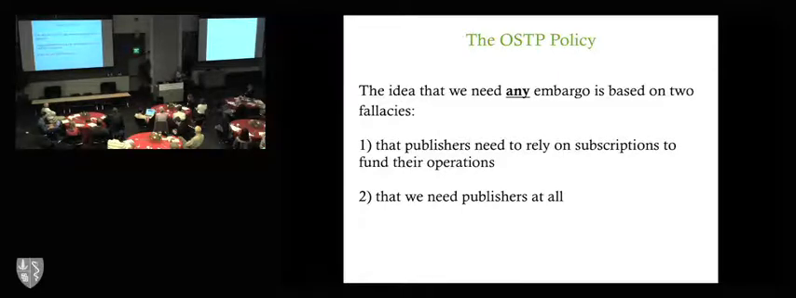First of all, there's an intrinsic fallacy in the idea that we have to have these long embargoes. The first one is the one that comes up more frequently, which is that publishers need to rely on subscriptions to fund their operations. You've already heard about it today, and I'll just mention it again. This is just no longer true. There are not only theoretical but perfectly viable extant business models that produce well-funded, sustainable, profitable publishers that don't rely on subscriptions and therefore don't need any kind of embargo to collect the revenues.